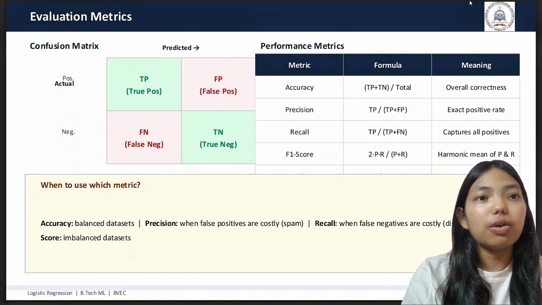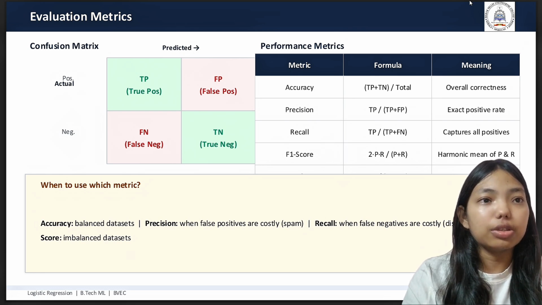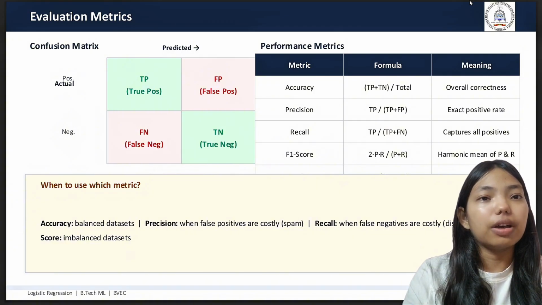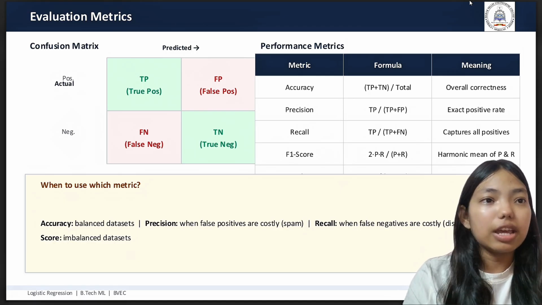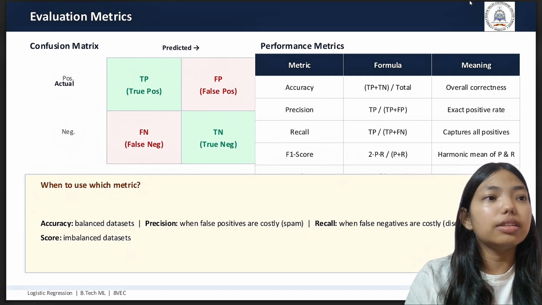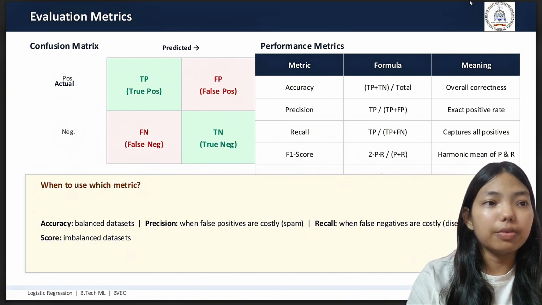Accuracy measures the overall correctness of the model. Precision tells how many predicted positive values are actually correct. Recall measures how effectively the model identifies all positive cases, and F1 score provides a balance between precision and recall. These metrics help us to understand the strengths and the weaknesses of the model and improve its overall performance.